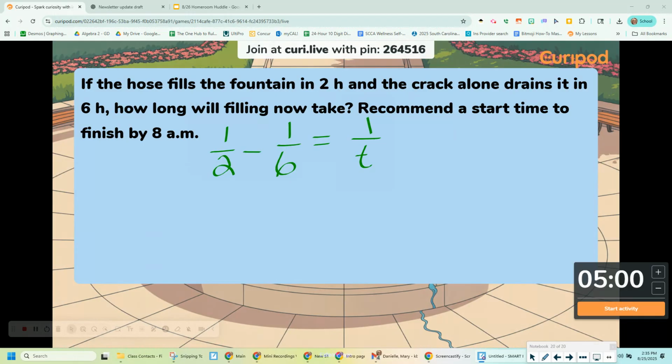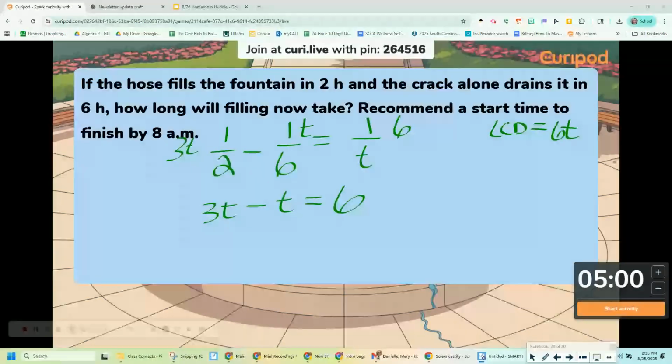Okay, so what is my least common denominator going to be? That's going to be 6t. So the first one, I'm going to multiply by 3t, and that's going to give me 3t. The second one, I'm going to multiply just by t, giving minus t. And the third one, I'm going to multiply by 6. 3t minus t gives me 2t, and that equals 6.